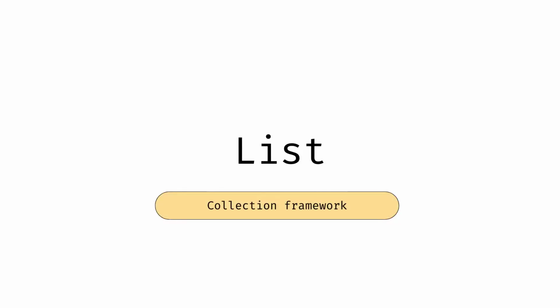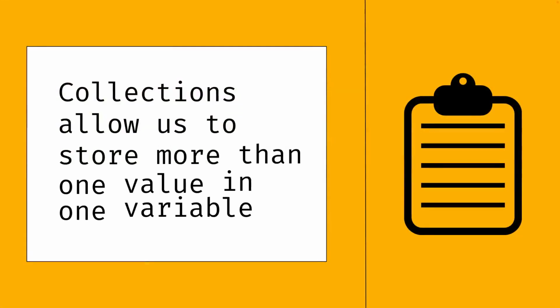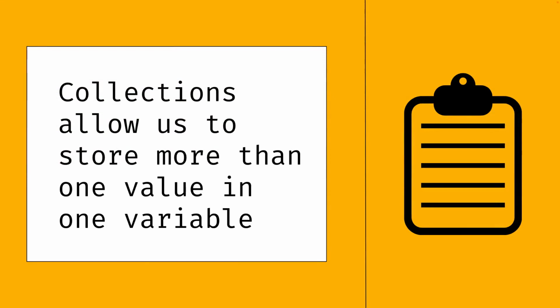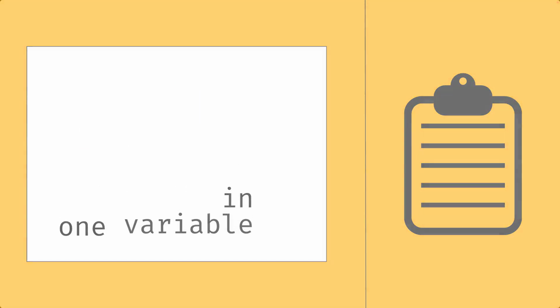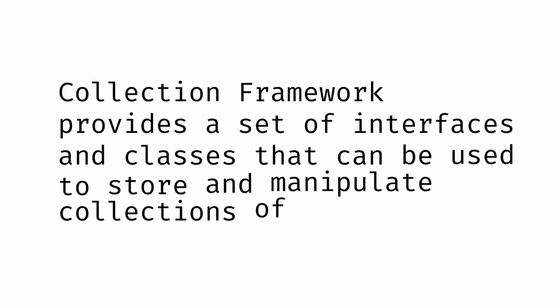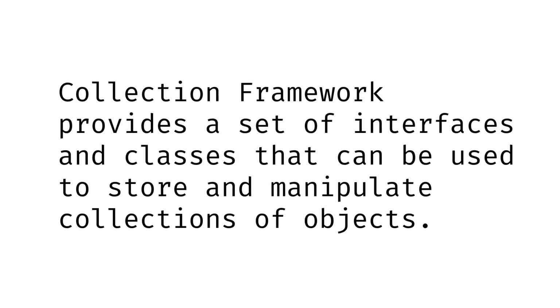We're going to be talking about lists in this video. It's the first interface of the collection framework that we're going to be talking about. Collections allow us to store more than one value in one variable, and they're packed with handy built-in functionality, a bit unlike the arrays. The Java collection framework provides a set of interfaces and classes that can be used to store and manipulate collections of objects.